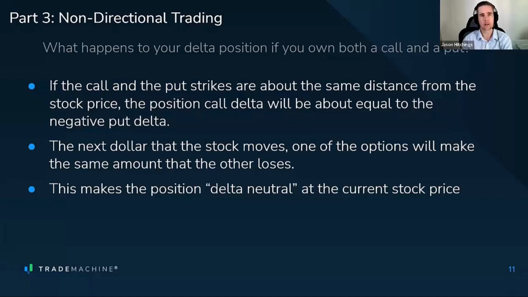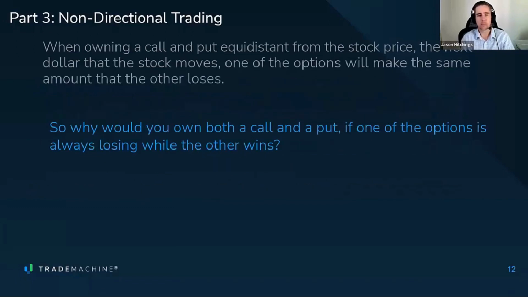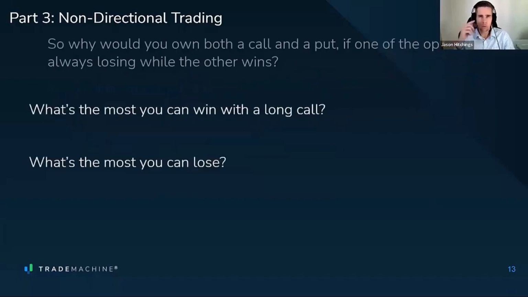What have you accomplished? This position right now is what we would call a delta neutral position. It means the deltas are roughly zero. As of right now, you don't have a strong bias for the stock to go up or down in terms of how it's going to affect your P&L. But let's dive in a little deeper. If you have the call and the put, as we mentioned, one's going to win, one's going to lose. So what's the point?